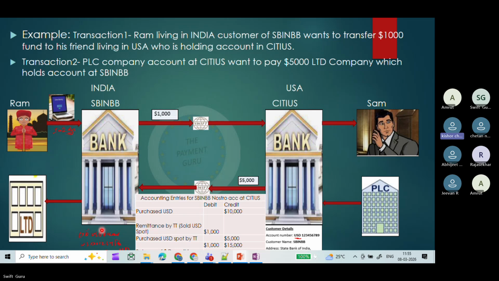Means the same SBI Nostro account will be treated as a Nostro account for City US, right? With the bilateral agreement also. Yes. For CTS Bank, it is a Vostro account. That's correct. For State Bank of India, it is a Nostro account, and for CTS Bank, it is a Vostro account. Now, my objective here is to explain that the same Nostro USD account can be used for the outgoing transactions as well as for the incoming transactions from State Bank of India's point of view, given that the bilateral agreement between them is available. Got it, right?